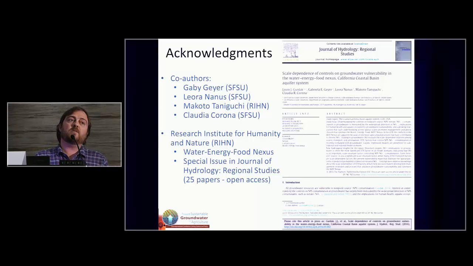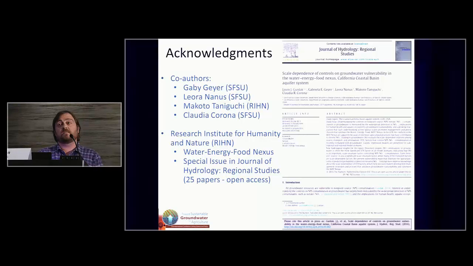This paper is part of a much larger project on the water energy food nexus of the entire Asia Pacific Ring of Fire that's funded through the Research Institute for Humanity and Nature. This paper is up online. There's about 25 papers that are part of this special issue on the water energy food nexus, and certainly groundwater contamination is an important consideration within this water energy food nexus. But I'll save the nexus for another talk for another day.